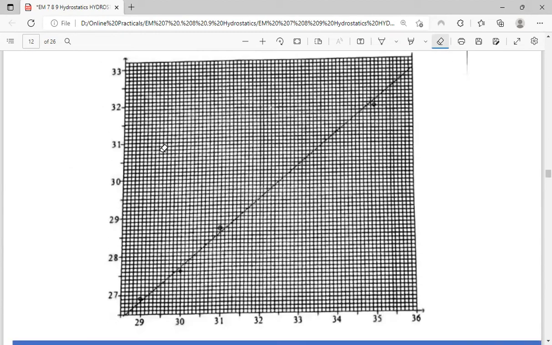They have given the graph. Using the graph, I have marked this is the lower point and this is the upper point. You have to find the points to calculate the gradient between such particular readings.